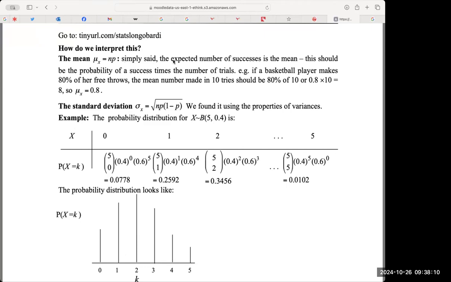Okay, the mean, simply said, the expected number of successes is the mean. This should be the probability of a success times the number of trials. Okay, here's an example to help you understand. So if a basketball player makes 80% of her free throws, so this is just throwing to the basket, right?